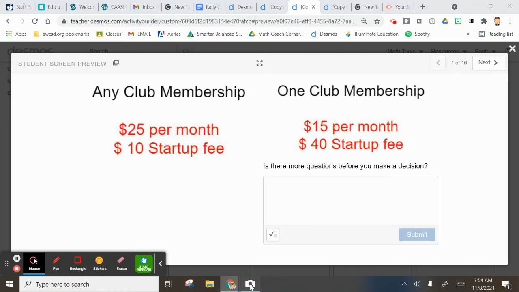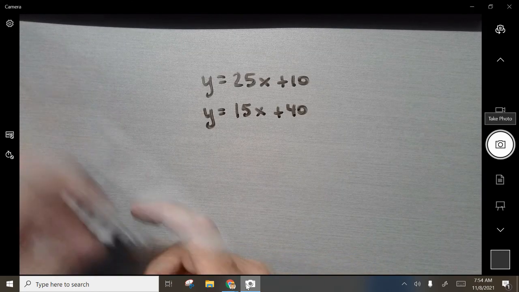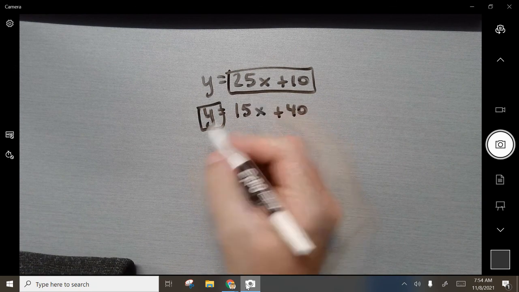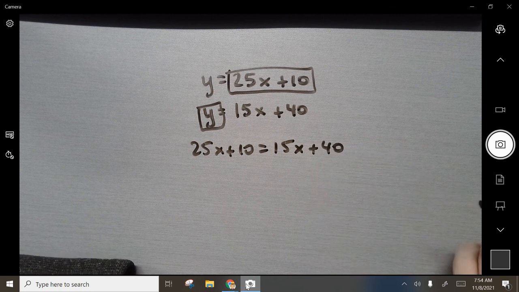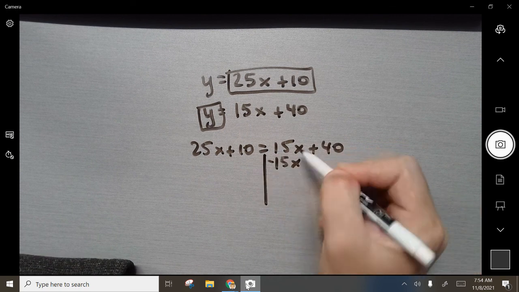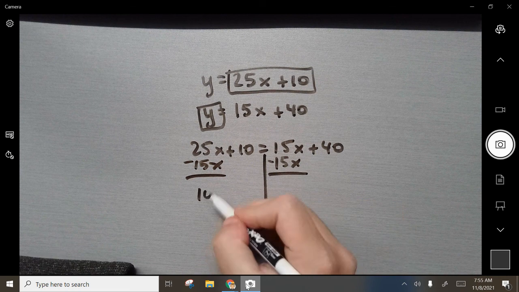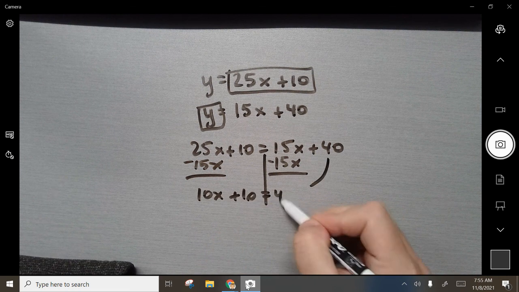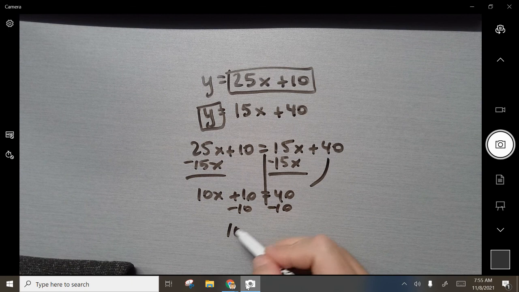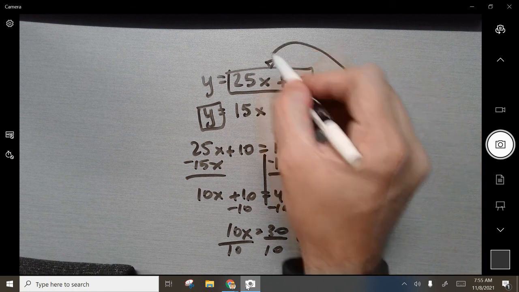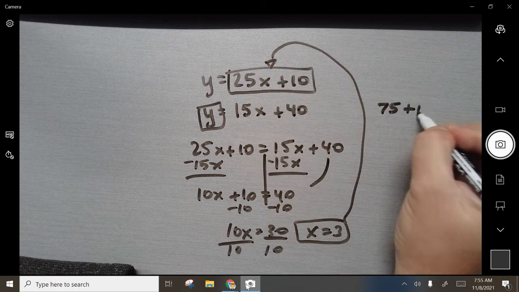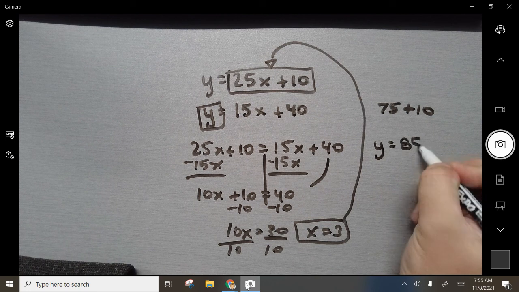All right, let me go to my camera. And here we go. Go ahead and solve this last one for me. That's going to go right here. Right? Go ahead and solve it. Subtract 15x. 10x plus 10 equals 40. Subtract 10. 10x equals 30. Hopefully you got x equals 3. If that's true, plug it back in. 25 times 3 is 75. 75 plus 10 is 85.